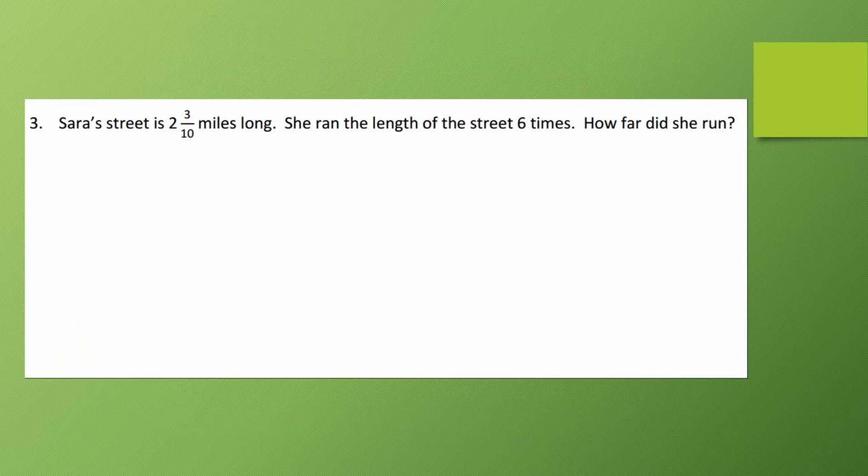Finally, let's try what we've learned in a word problem. Sarah's street is 2 3/10 miles long. She ran the length of the street 6 times. How far did she run? First, I'm going to do cubes. C stands for circle the numbers. So I'm going to go through, I'm going to find all my numbers and my labels. So 2 3/10 miles. And she ran 6 times.